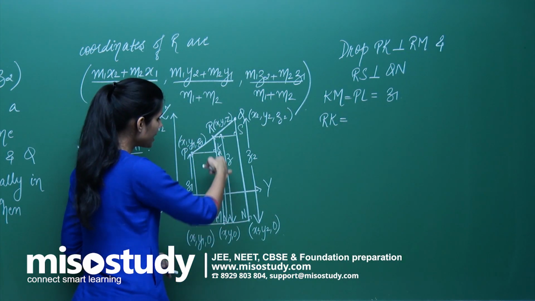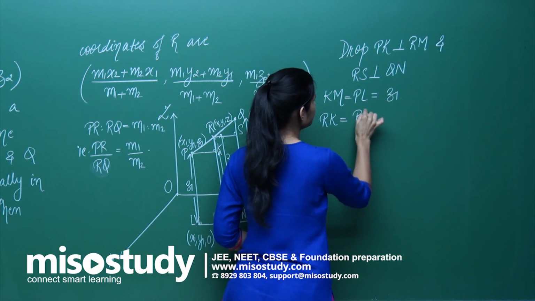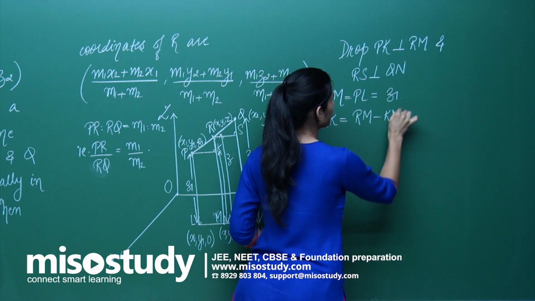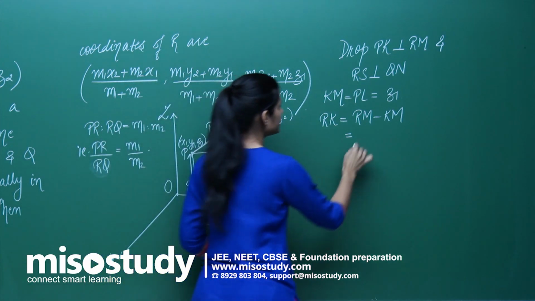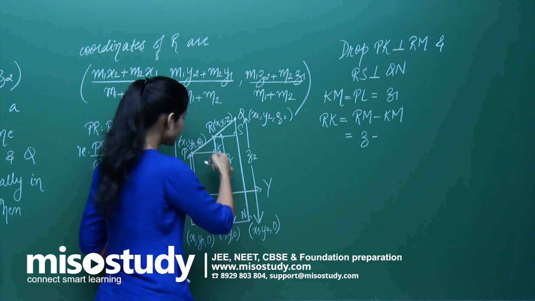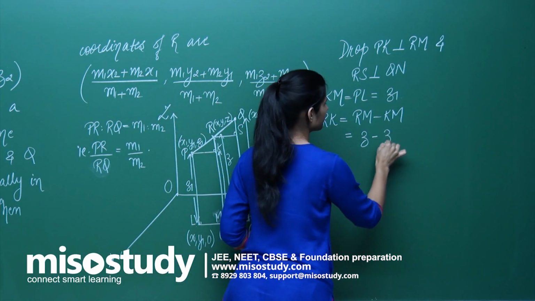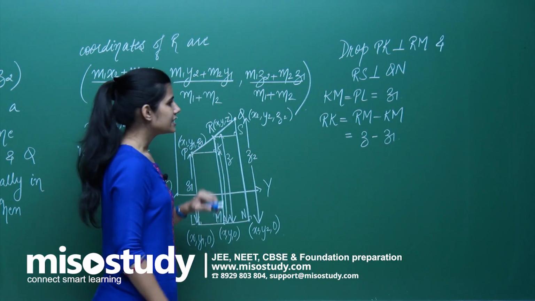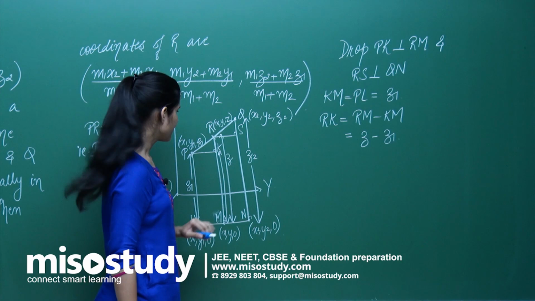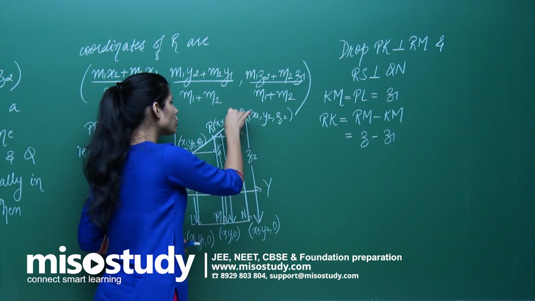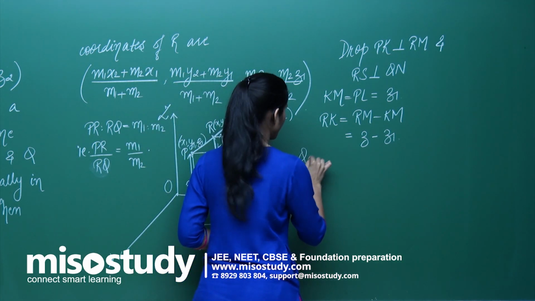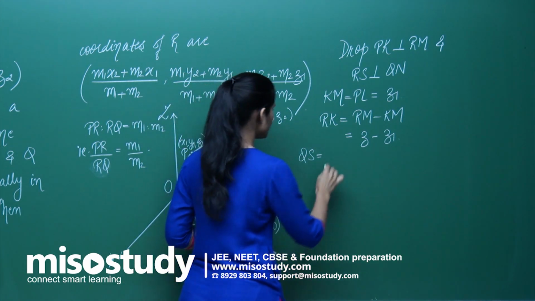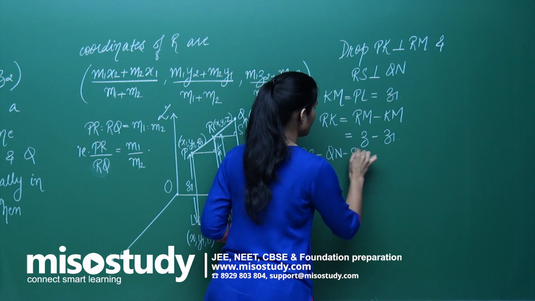RK is RM minus KM. What is RM? RM is z, minus KM, which is z1. So RK is z minus z1. Now that RK is computed, let's also compute QS. What is QS? QS is QN minus SN.